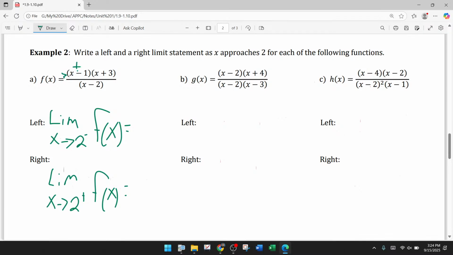So if I plug in 1.99 up here, then that's going to be a positive number, because 1.99 minus 1 is 0.99, so that's positive. 1.99 plus 3 is also a positive number. And then 1.99 minus 2 is a negative, really small number. So I've got a positive and a positive and a negative. And a positive and a positive and a negative is a negative, and it's over a really small number.